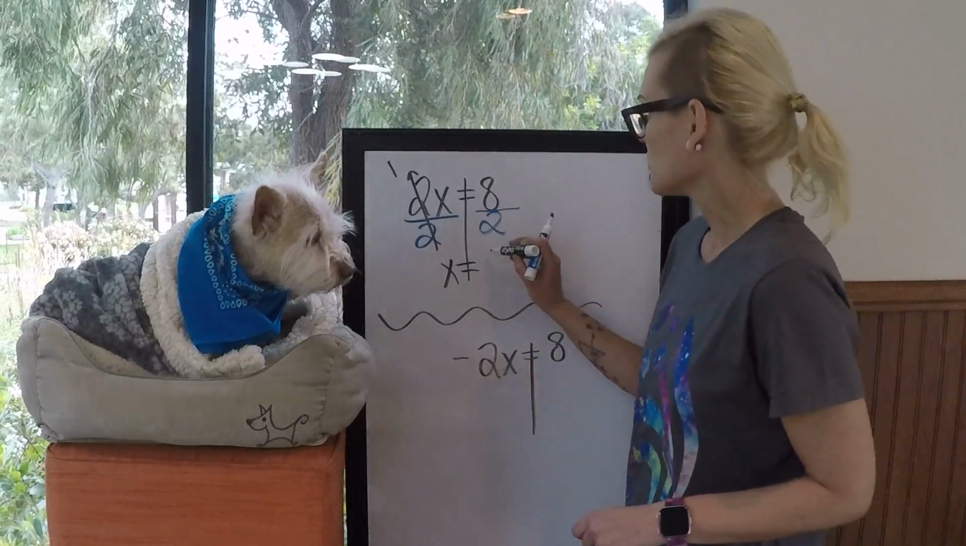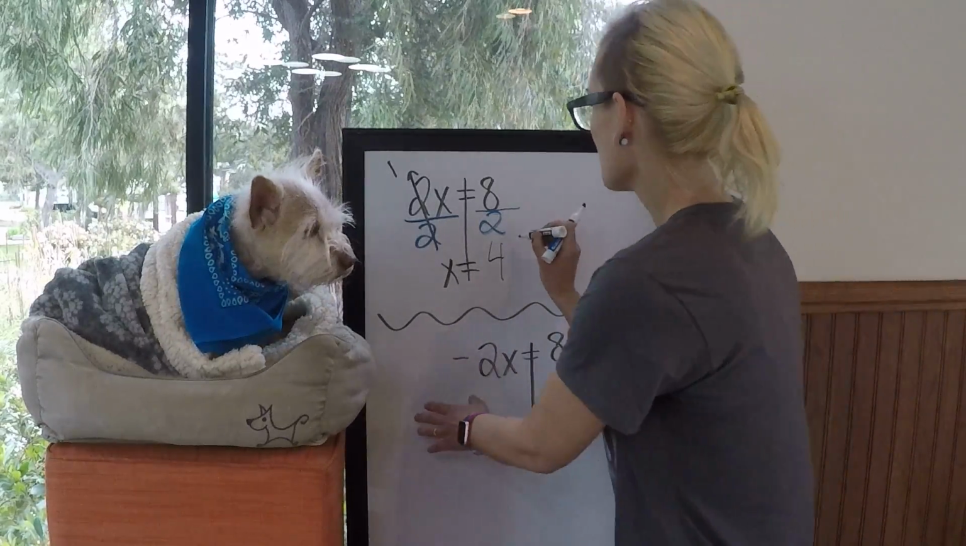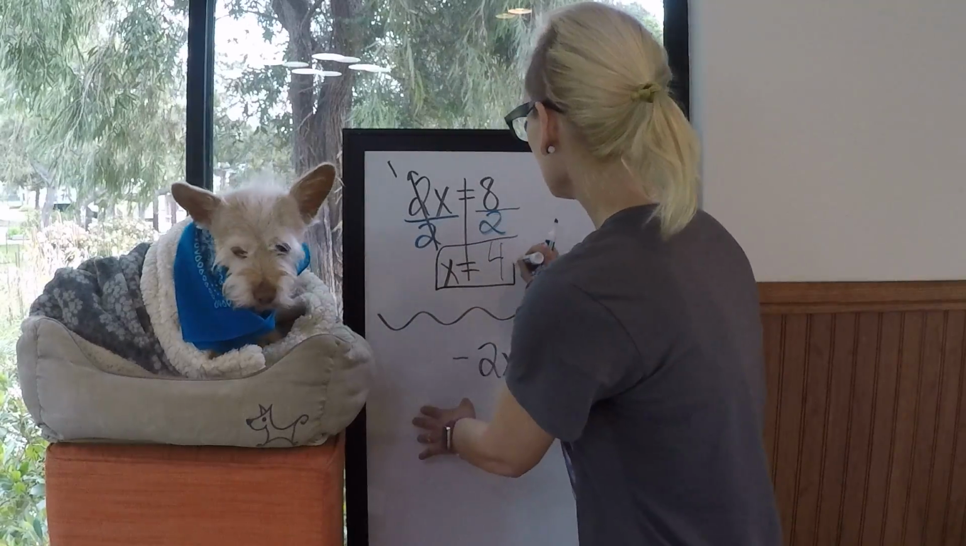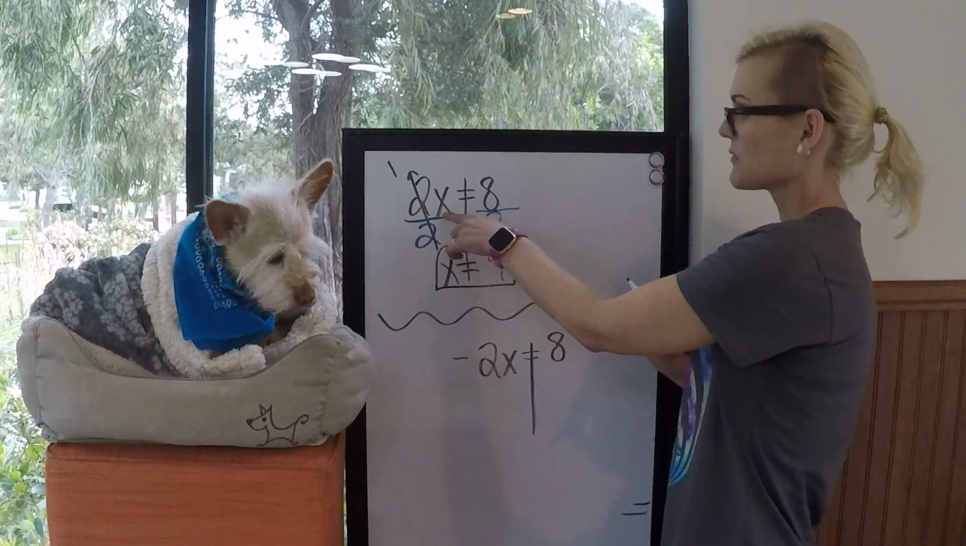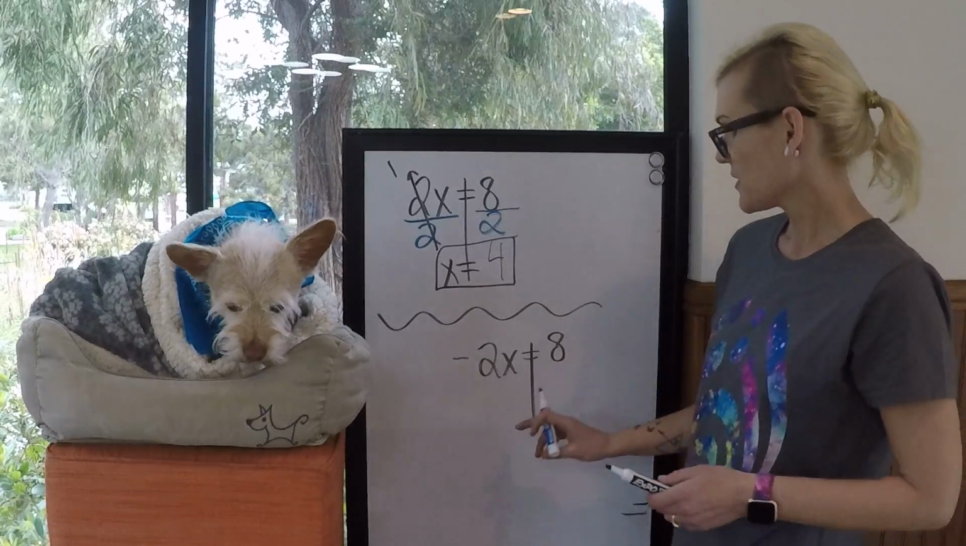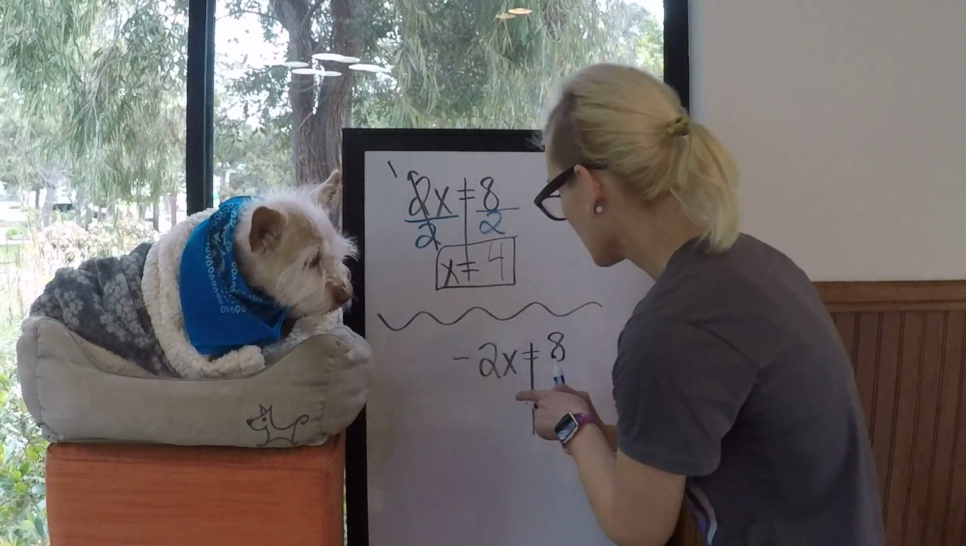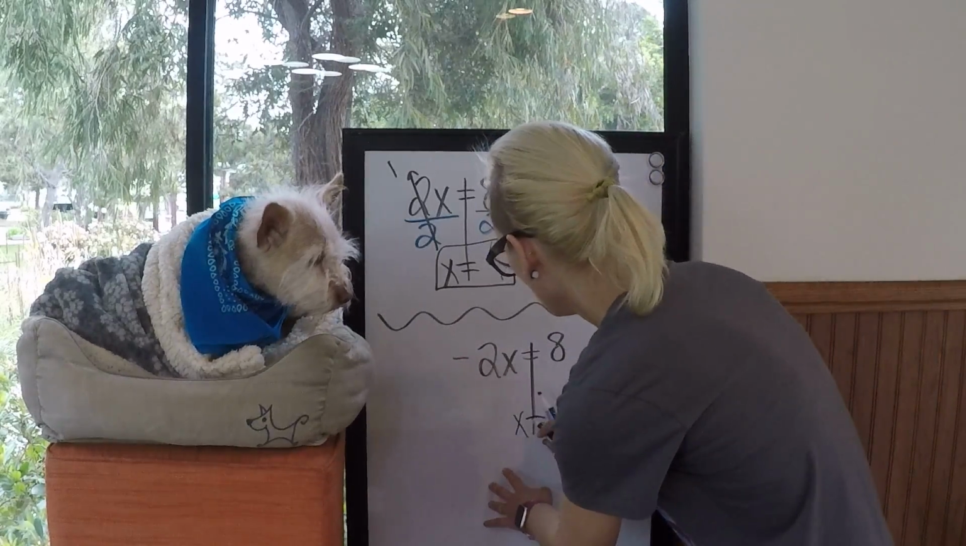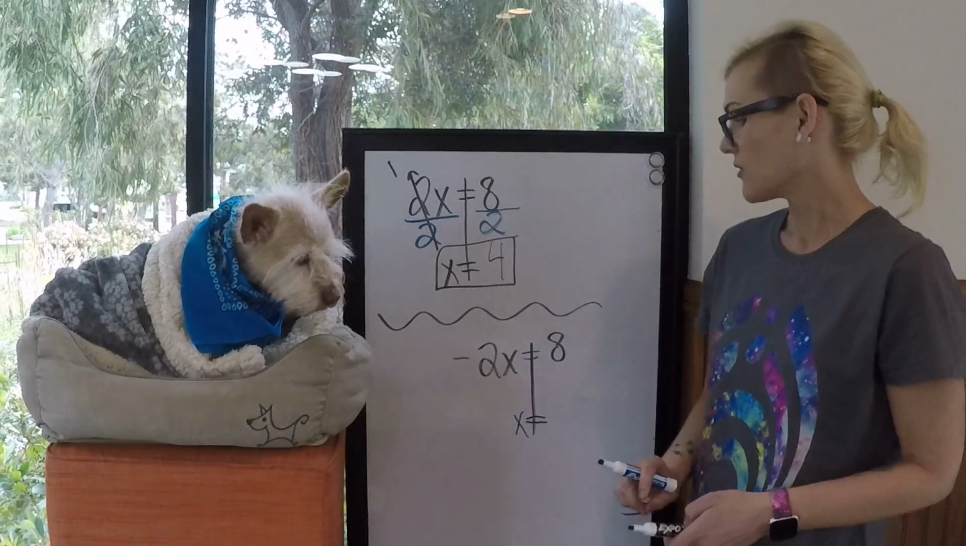8 divided by 2 is equal to 4. Let's make sure this makes sense. 2 times 4 equals 8? Yeah, that works. Alright, down here, what's standing in the way of my x being by itself?